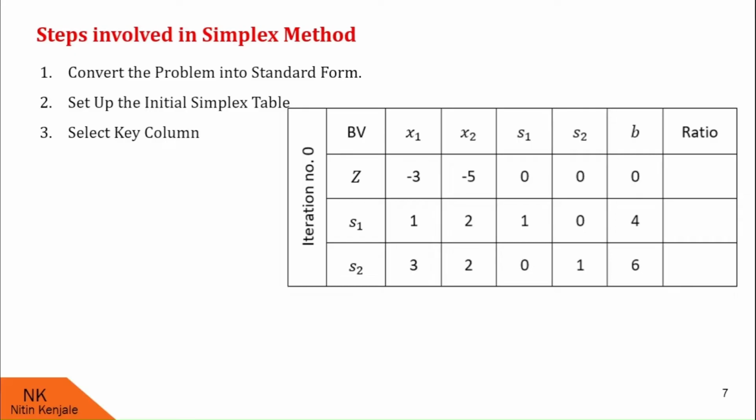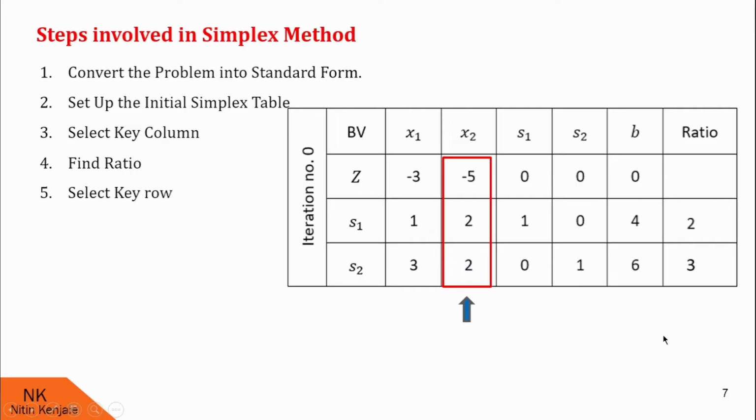Next, we select the key column. For that, we have to identify the smallest negative value in the Z row. Here it is -5. The column of -5 is called the key column. We mark it with this box. Next, we will find ratios. Ratios are obtained by dividing elements in the RHS solution by elements in the key column. Note that we will not divide the RHS solution of the objective function. We will only divide the RHS solutions of the constraints. So 4 divided by 2 is 2, 6 divided by 2 is 3.